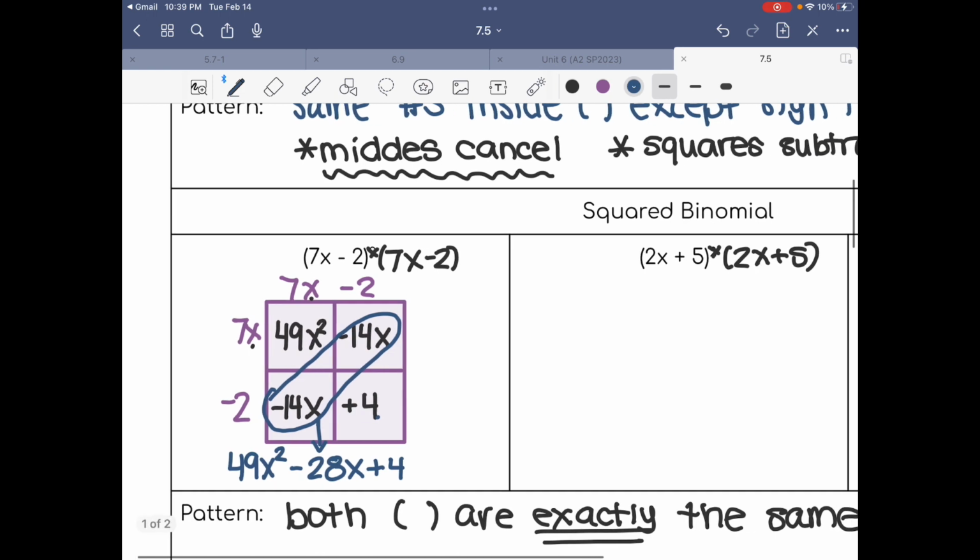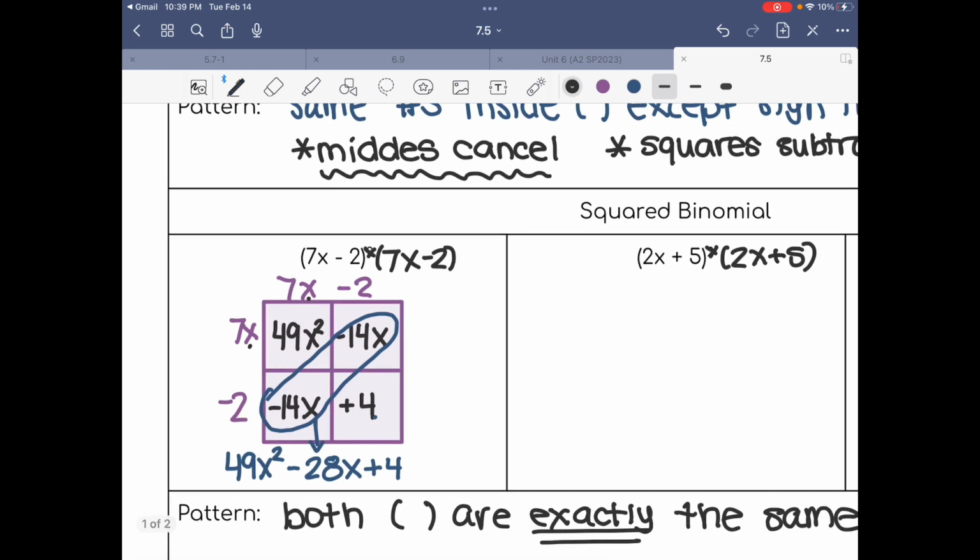Okay, I'm going to try the one next to this, but by foiling instead this time. You can always pick whichever method you want. I'm just trying to make sure we do one of each type for everybody. So the first two for the next problem, 2x times 2x is 4x squared. Then 2x times 5 is 10x. Then 5 times 2x is 10x. And lastly, 5 times 5 is 25.